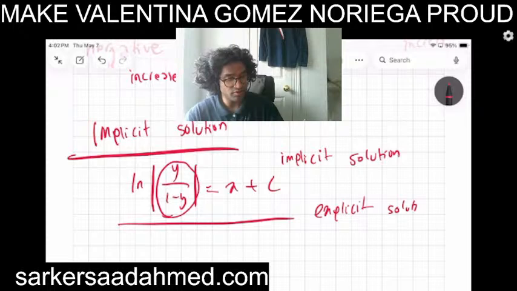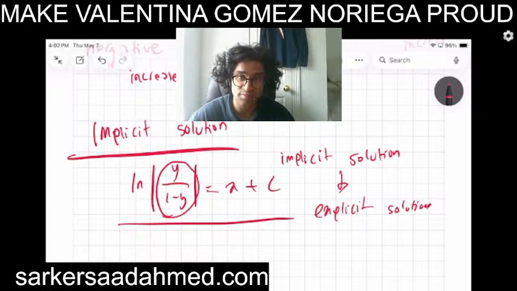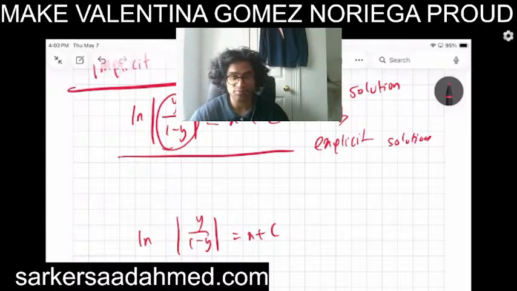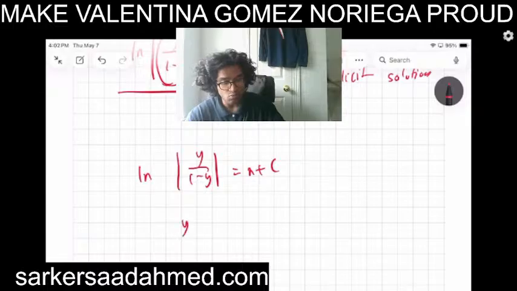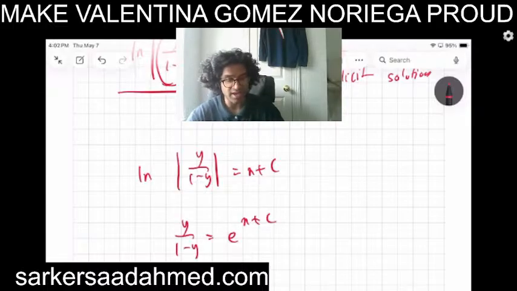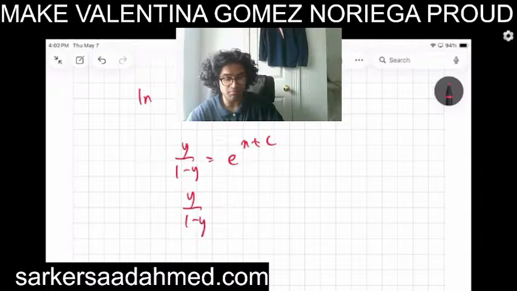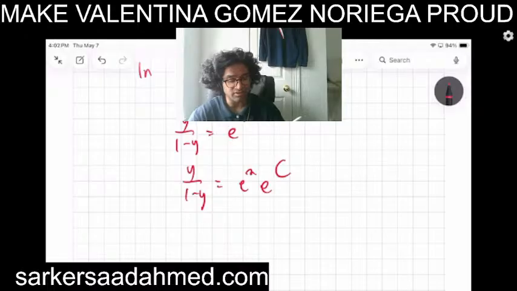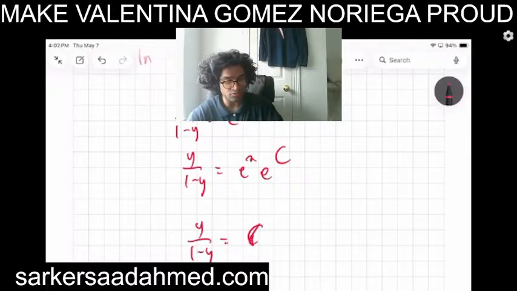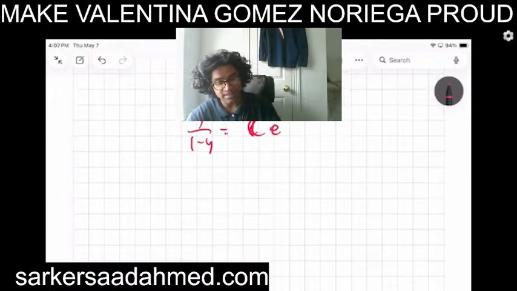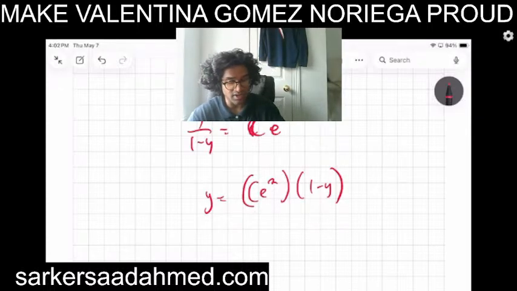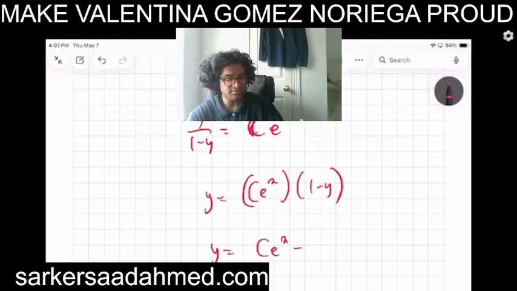We want to move from an implicit solution to an explicit solution. Now I have ln of y over 1 minus y equal to x plus c, right? Then y over 1 minus y would be e to the power x plus c, which is e to the power x times e to the power c. e to the power c is just a constant. So I'm going to have y over 1 minus y equal to c e to the power x, and then y would be c e to the power x times 1 minus y. So I'm going to have y equal to c e to the power x minus cy e to the power x.